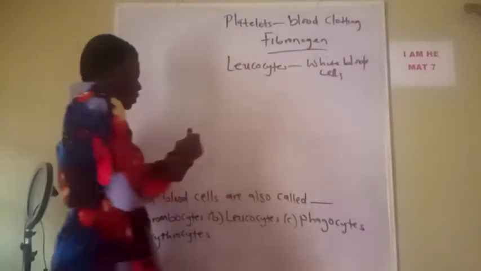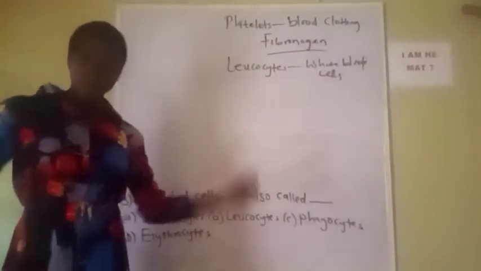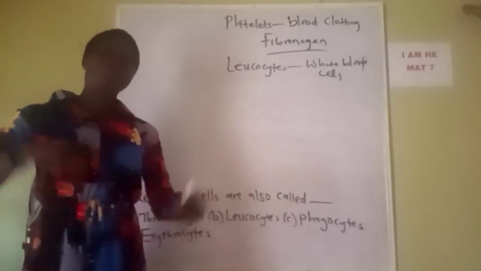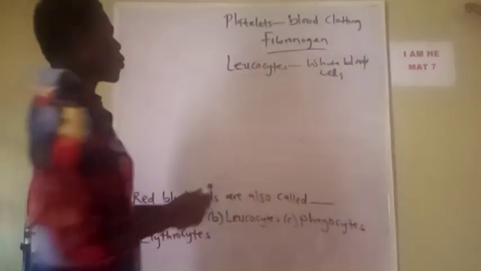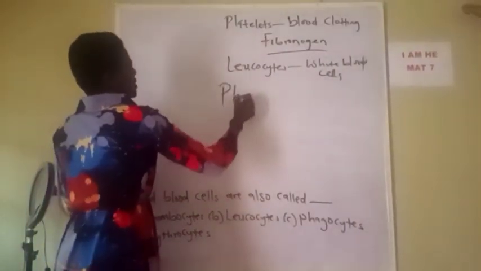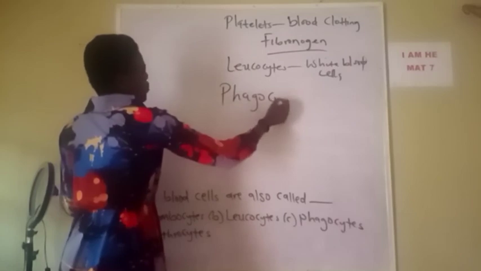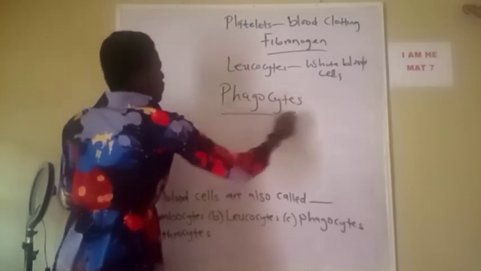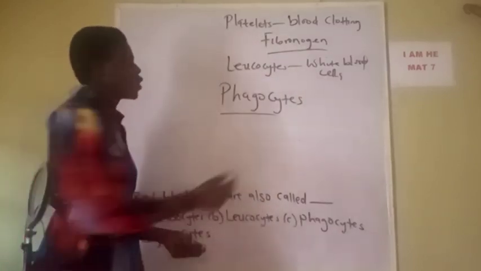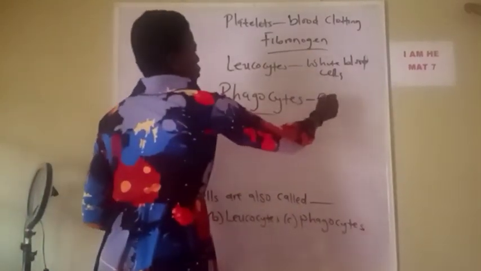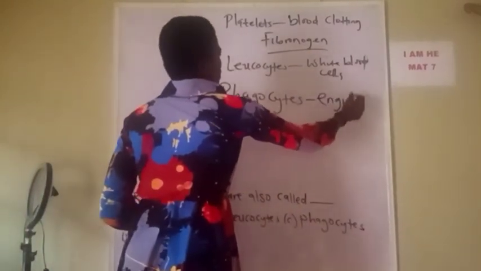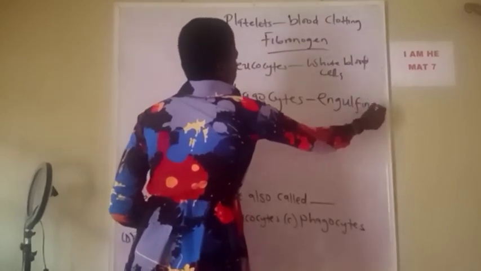They are majorly there for immunity, preventing germs from going into our body. Now the phagocytes, the word phago, is a type of white blood cell that is responsible for swallowing, engulfing. I wouldn't use the word swallowing, let me use the word engulf.